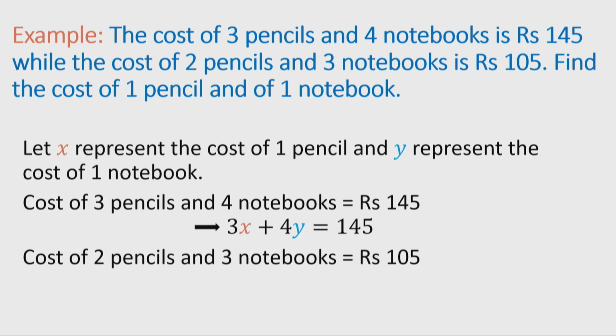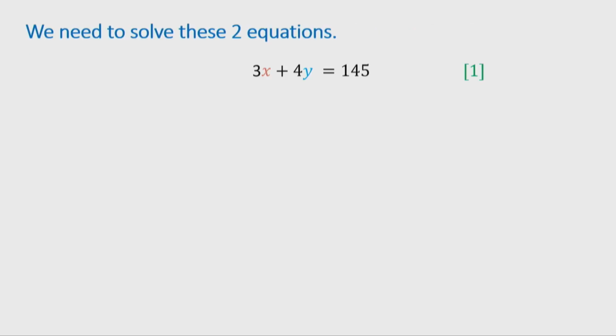Now, the cost of 2 pencils and 3 notebooks is equal to 105 rupees. Can you formulate the second equation? Yes, 2x plus 3y equal to 105. So we have our two equations and we need to solve them simultaneously. The first step will be to label the two equations 1 and 2. I look at the coefficient of x. They are not the same in both equations. I look at the coefficient of y. They are not the same.